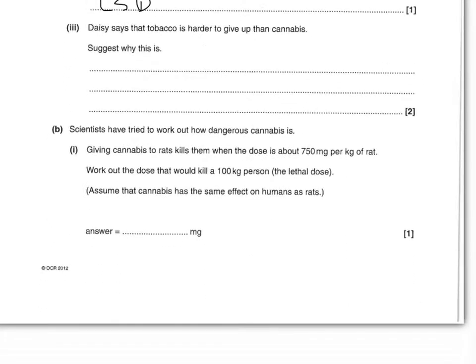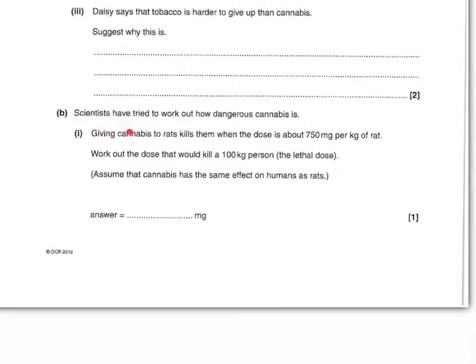And next question. Scientists have tried to work out how dangerous cannabis is. Giving cannabis to rats kills them with a dose of about 750 milligrams per kilogram of rat. Work out a dose that would kill a 100 kilogram person. Assume that cannabis has the same effect on humans as rats. So if you need 750 milligrams for every kilogram, and the person weighs 100 kilograms, then all you have to do here is 100 times 750. So that answer would be 75,000.